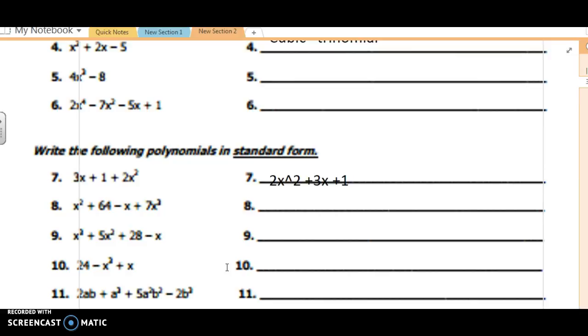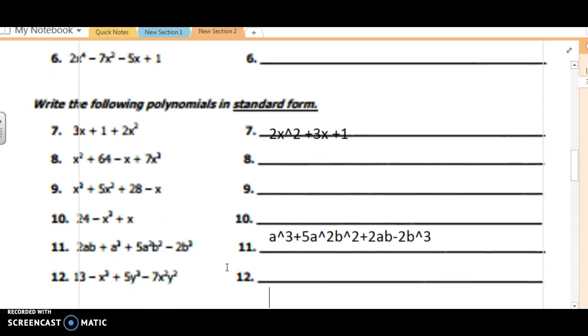I would put a cubed, and again I'm going to use my little caret for my exponent first. Next, in alphabetical order with highest exponents, I'm going to put 5a squared b squared as my second term because a comes before b and it has the higher exponent of 2. Next, I'm going to do 2ab, and then I'm going to do negative 2b cubed as my final term. So that's how to write in standard form.